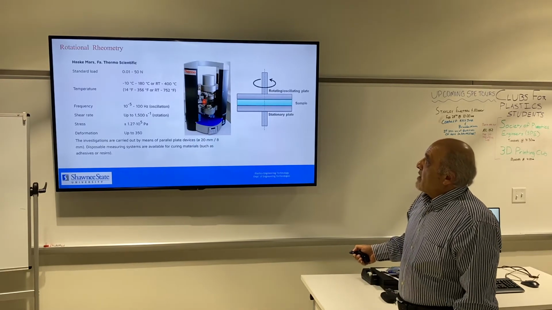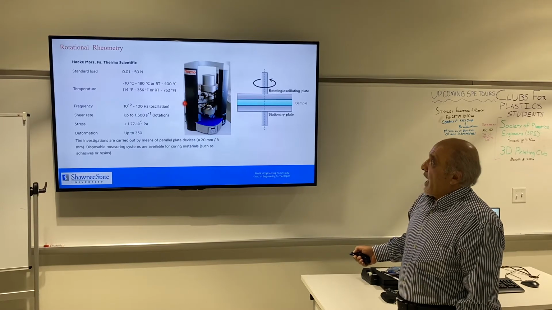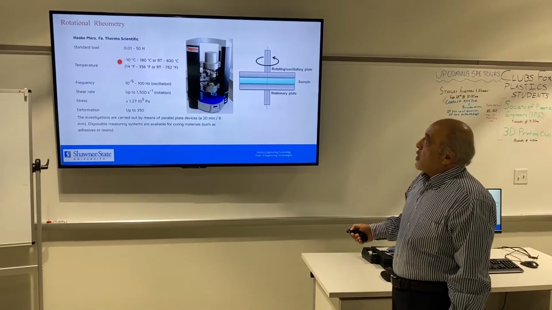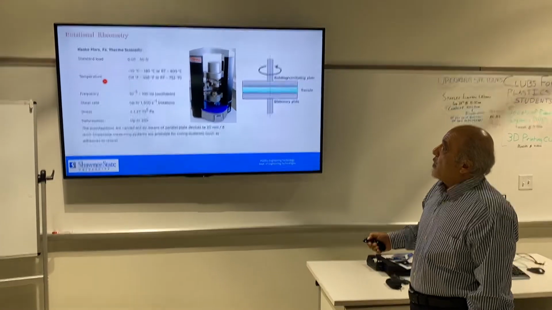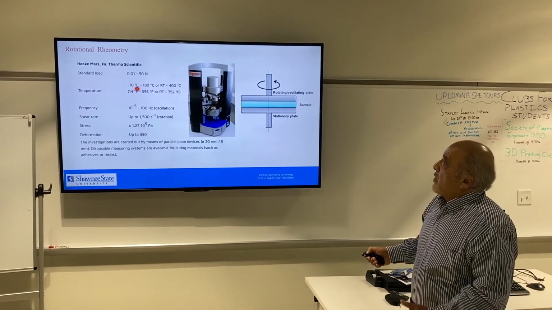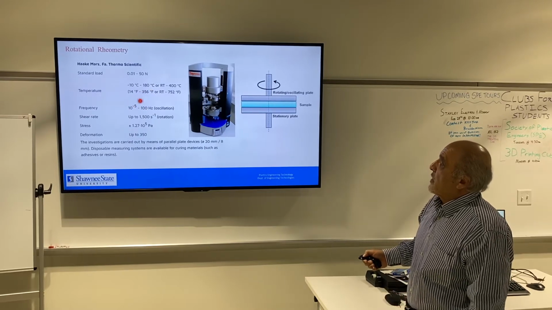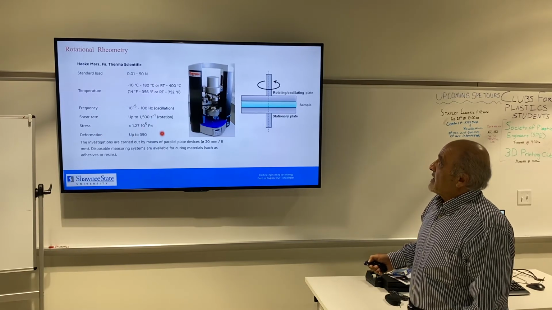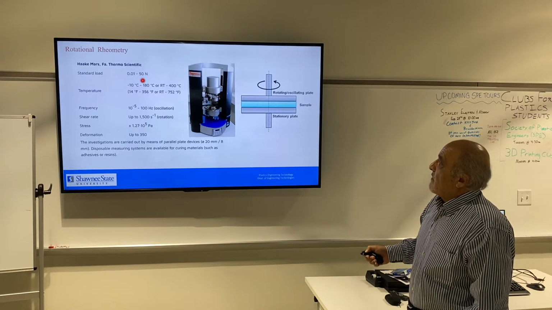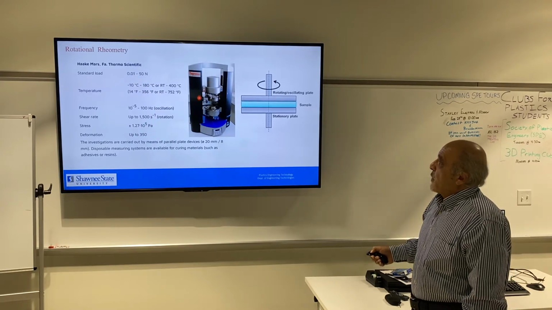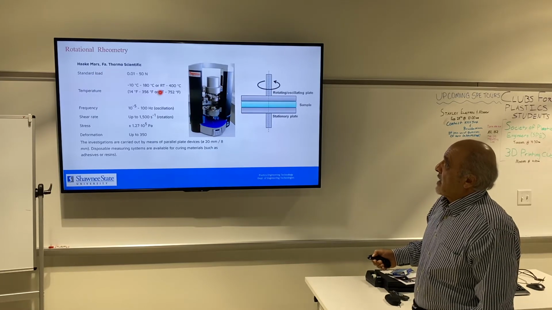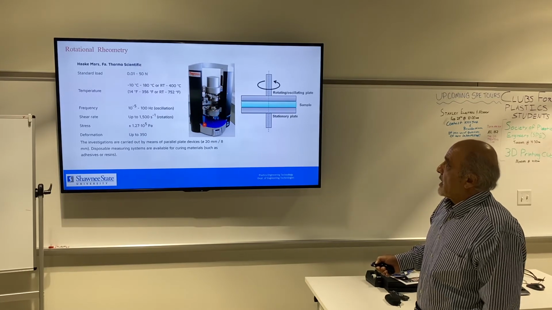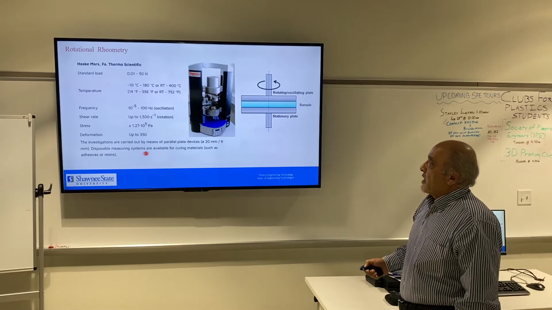This is the exact machine that we have here, and we are doing the experiment with that machine. Those are the parameters involved: the force or load that we apply, which is torque in terms of rotational. So you are dealing with temperature, frequency, shear rate, shear stress, and deformation. These are the range of values that we use for that machine. Thermo Scientific is the company that made that machine. We have this machine here in the lab, and you may have already seen it.